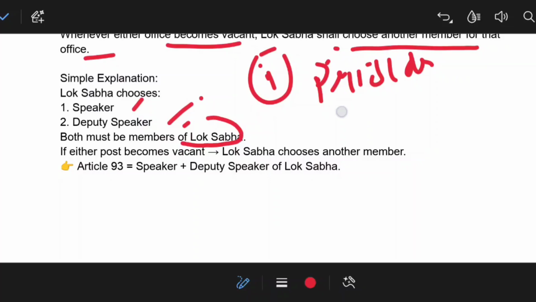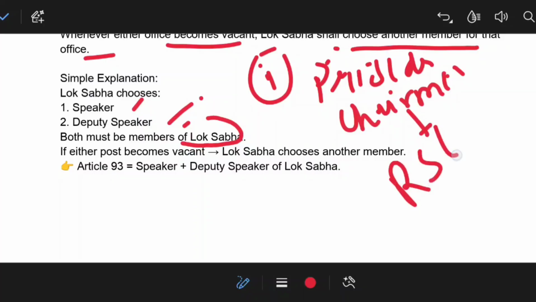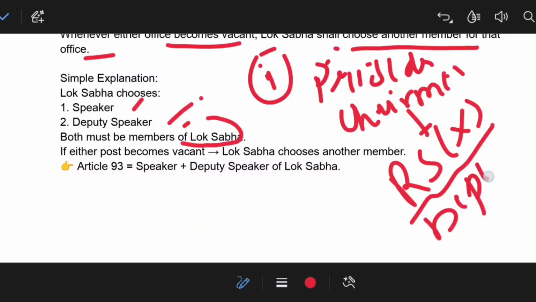And you know that the Chairman of the Rajya Sabha does not belong to the Rajya Sabha, meaning he or she is not a member of the Rajya Sabha. But here even the Deputy Chairman is a member of Rajya Sabha. Okay, the Deputy Chairman should be a member of Rajya Sabha, and here both the Speaker and Deputy Speaker should be members of the Lok Sabha. Okay, and if either post is vacant, then Lok Sabha will choose another member.